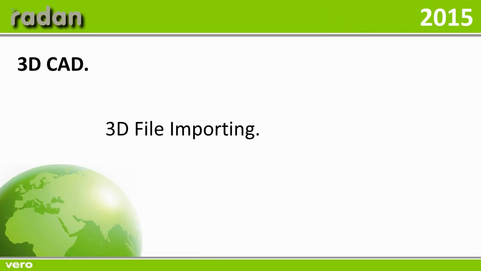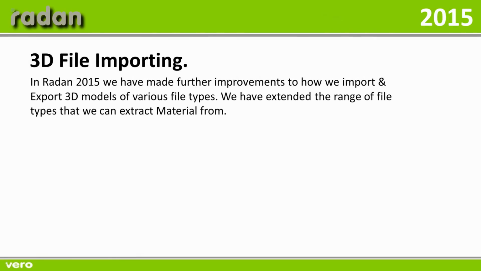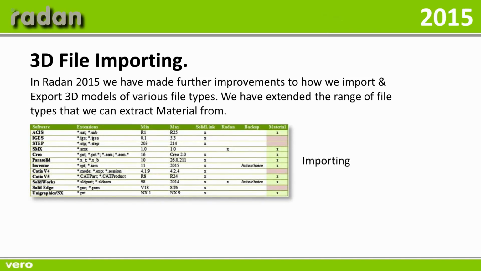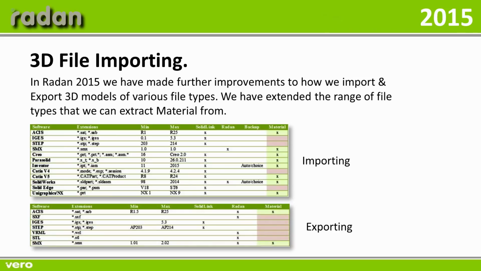3D file importing. In Radan 2015 we have made further improvements to how we import and export 3D models of various file types. We've extended the range of file types that we can extract material from. This table below simply shows what file types we can bring in, what versions of those file types, and you can see right at the end there, the X indicates that we can extract material from these file types. Equally with exporting, we can export material with certain file types.